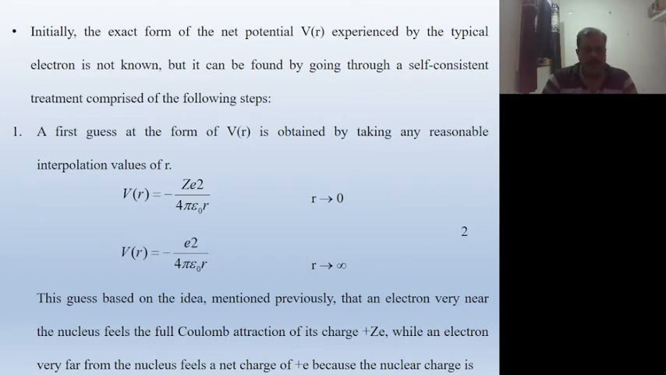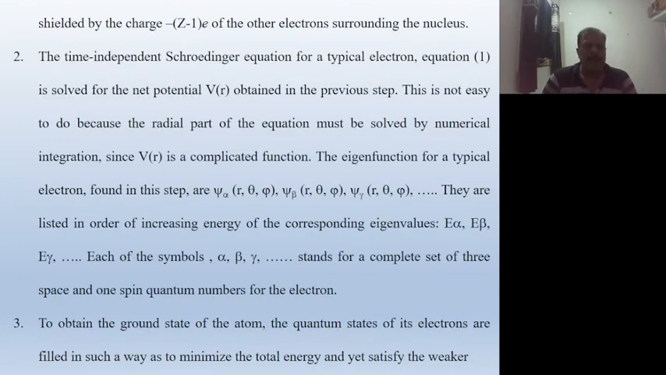This guess is based on the idea mentioned previously that an electron very near the nucleus feels the full Coulomb attraction of its charge plus Ze, while an electron very far from the nucleus feels a net charge of plus e, because the nucleus charge is shielded by the charge minus (Z minus 1) e of the other electrons surrounding the nucleus.